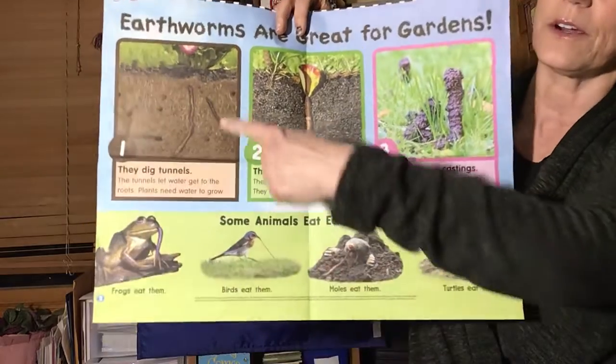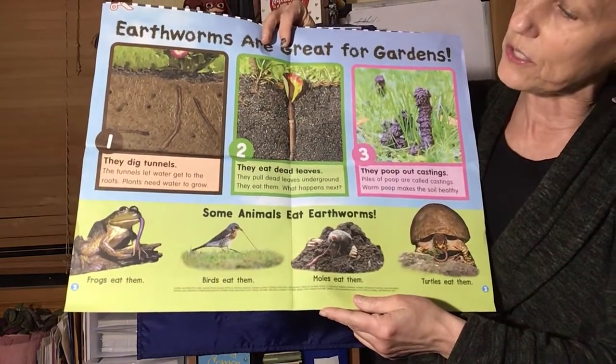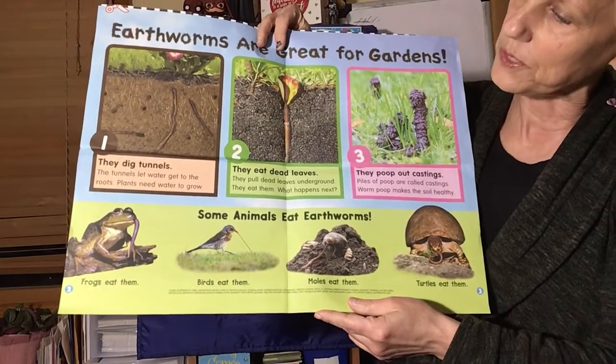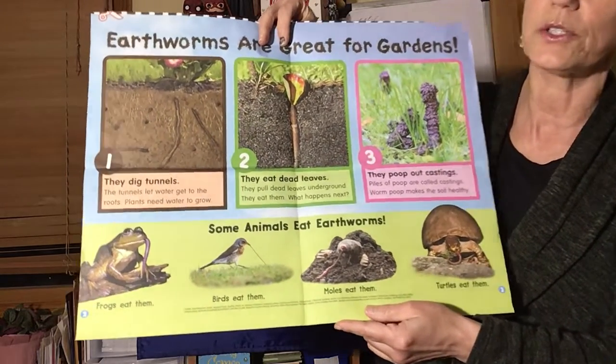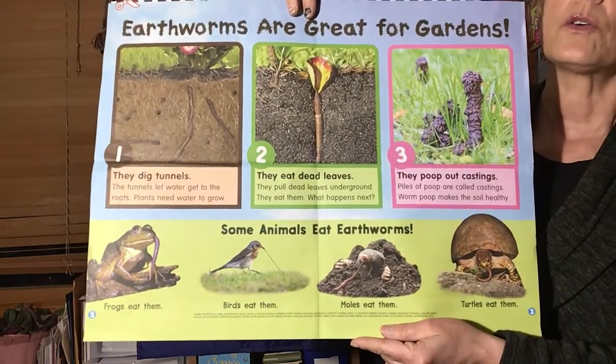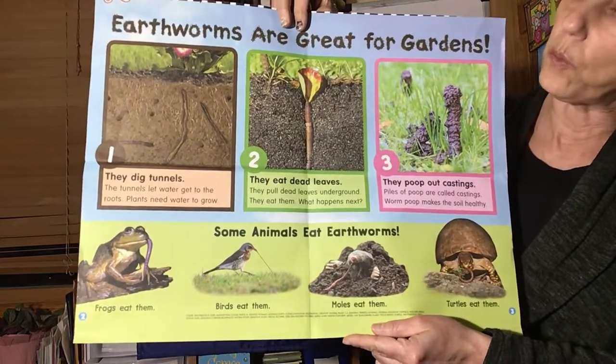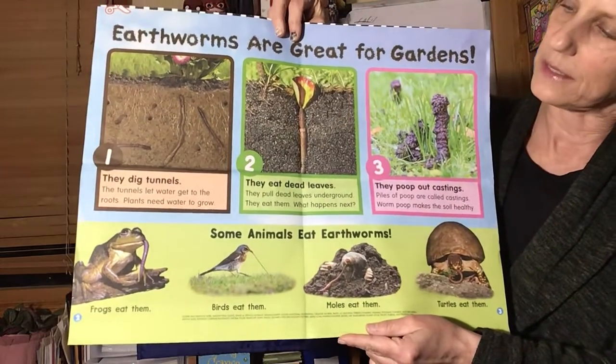Number one, they dig tunnels. The tunnels let water get to the roots. Plants need water to grow. So we know that earthworms are important because they make tunnels in the ground, and that makes room for the water to get to the roots for the plants.